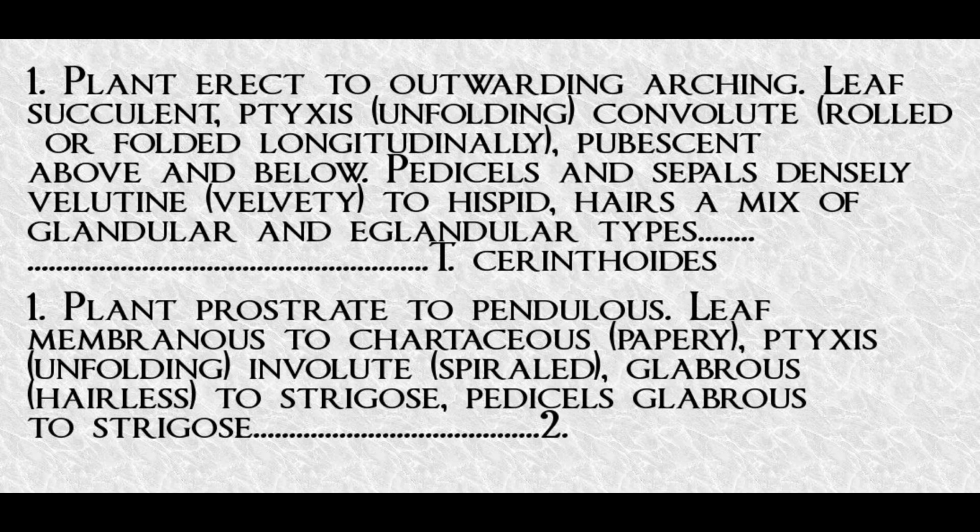The next part is called vernation. That's just a fancy word for how the leaves unfold. So the first group of plants, the leaves unfold in a convolute manner, meaning rolled or folded longitudinally. So when the leaves come out of your new growth, are they kind of folded like an accordion? Or in the second group, are they unfolding in a spiral? Do you see like a little spiral? The leaves are kind of in a little ring, a little spiral. Or again, are they folded? So that should right there help you a lot.